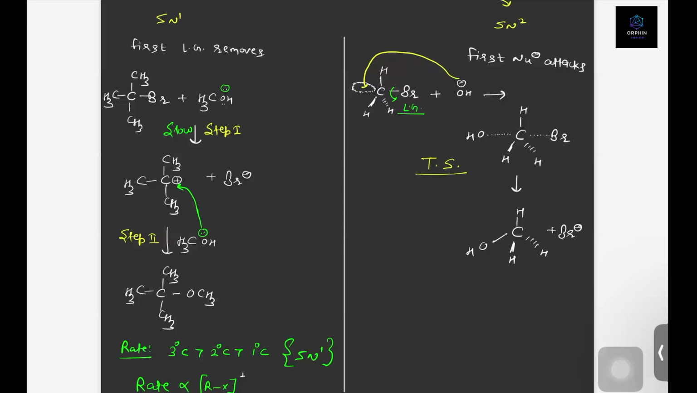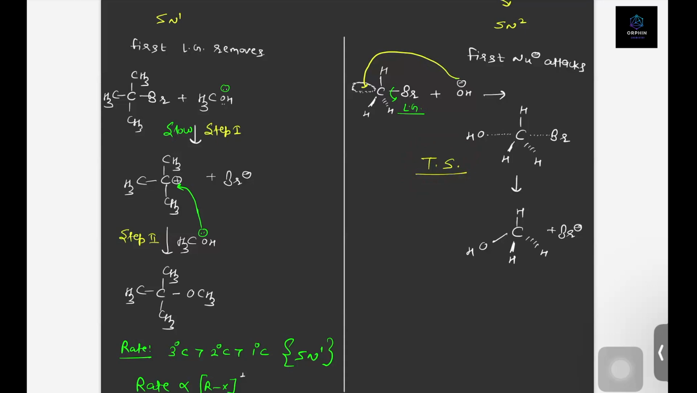What do you mean by transition state? The state in which bond formation and bond breaking both are taking place simultaneously. So yes, it is the case. Bond forming and bond breaking both are taking place. So here we can say we have the transition state. So this is a one-step process.